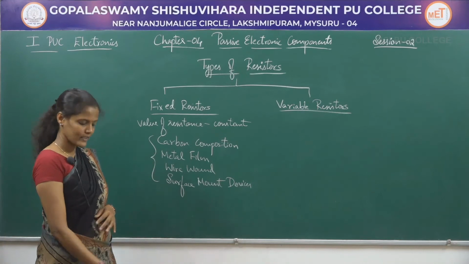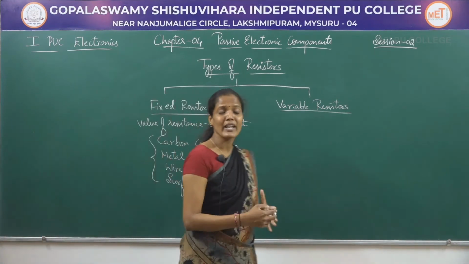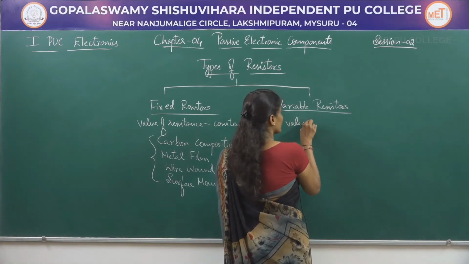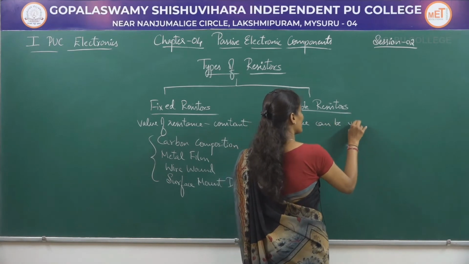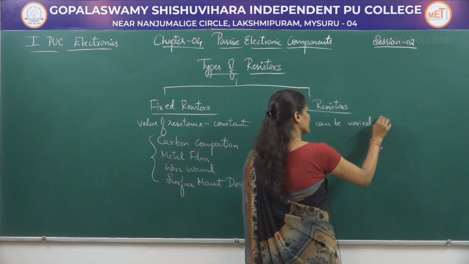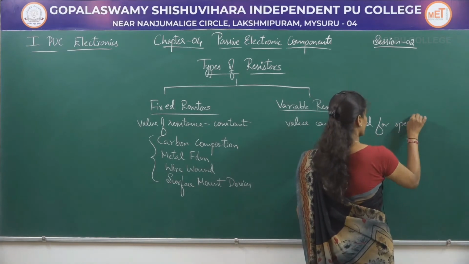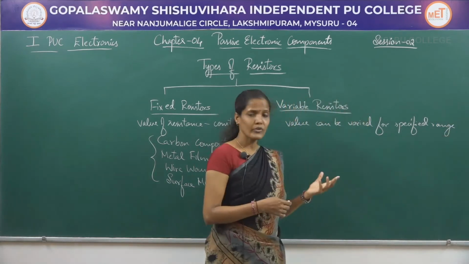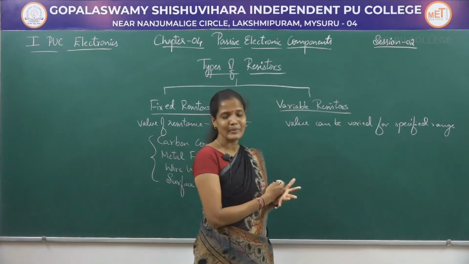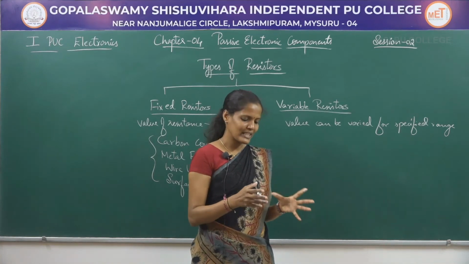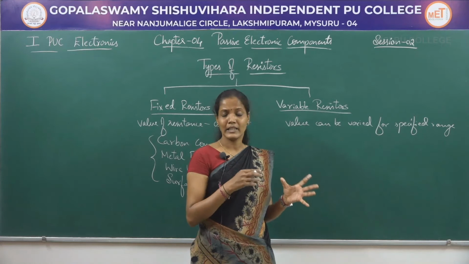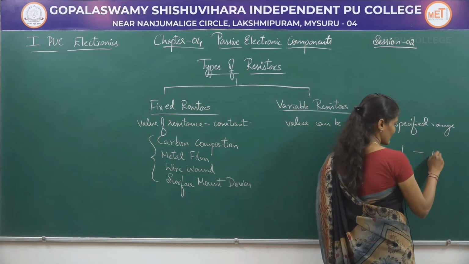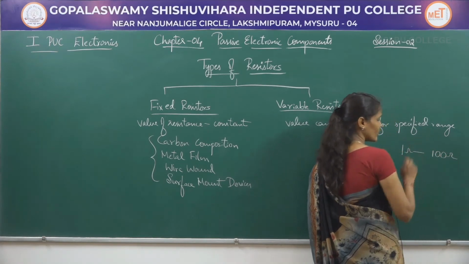Coming to the variable resistor, the resistance value can be varied over a specified range. So what exactly is the meaning of this? We have a number of different types of variable resistors using which the value of the resistance can be varied over a given specified range. Say for example, I have a variable resistor whose value can be varied from 1 ohm to 100 ohm.